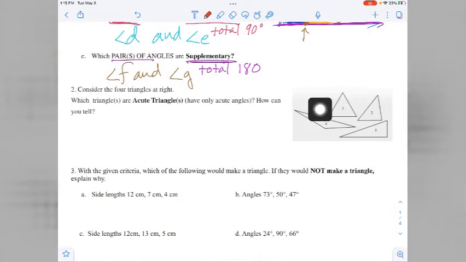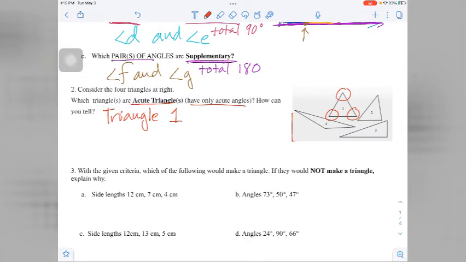Okay, problem 2 says, consider the 4 triangles at right, which are acute triangles. That means they have only acute angles. Well, when I look at them, triangle 1, that is definitely an acute angle. So is that, so is that. So triangle 1 has all acute angles, right? I can tell because they are all less than this angle right here. This is a 90-degree angle. All of these angles are sharper than this.